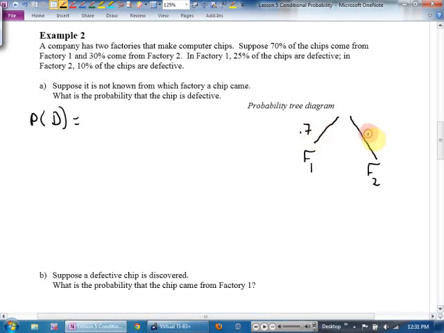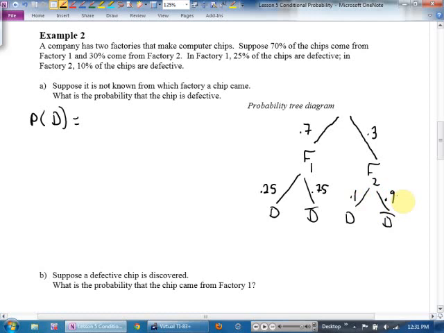Then from factory 1, we can be defective or not, defective or not. What's the probability that a chip is defective given that it's from factory 1? 0.25. What about not defective? Use the complement, right? This is where the complement also comes in really handy. Okay, given that you're in factory 2, what are the odds that the chip was defective? 0.1 and 0.9. So this first question is simply saying, what are the odds that it's defective?